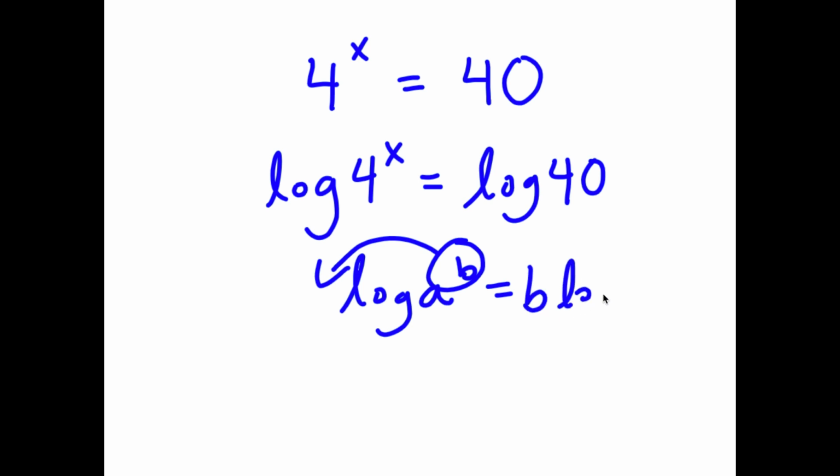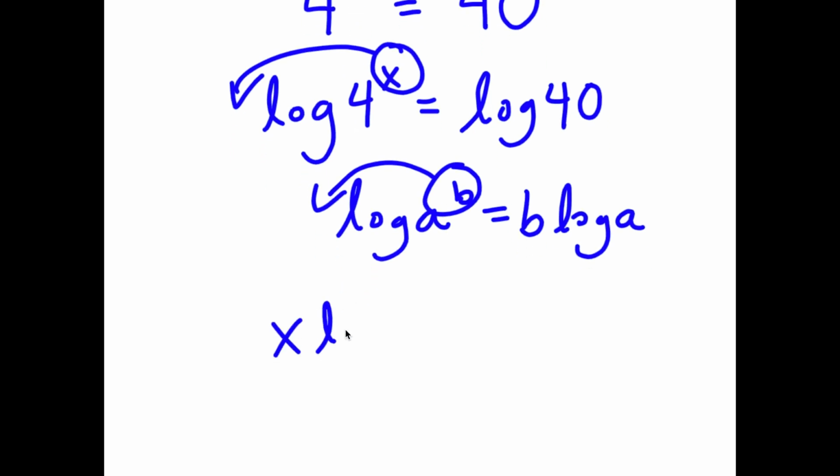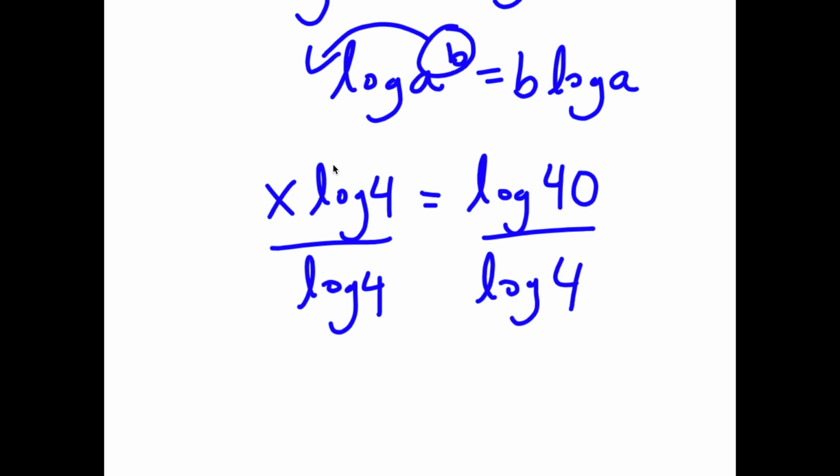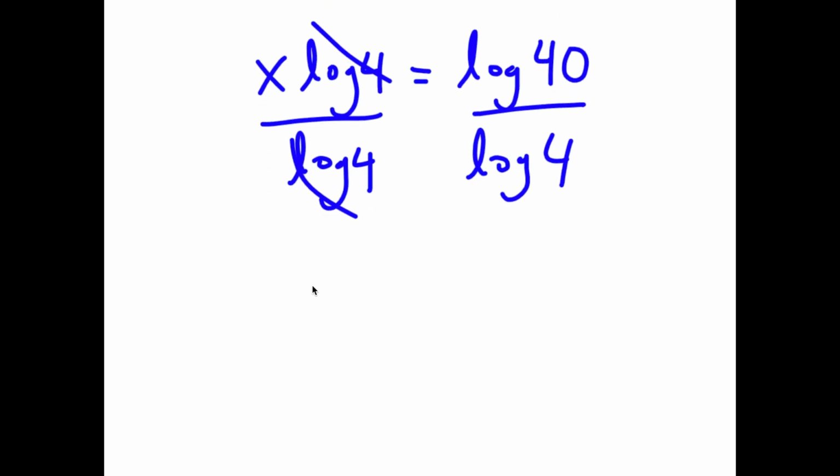So this is going to equal b times log a. So in this case, I have log 4 to the power of x, and I can move x to the front. So now I'm going to have x times log 4 is equal to log 40. Now I'm going to go ahead and divide both sides by log 4 so we can isolate x. So then these two log 4s cancel out, and I'm going to be left with x is equal to log 40 over log 4.